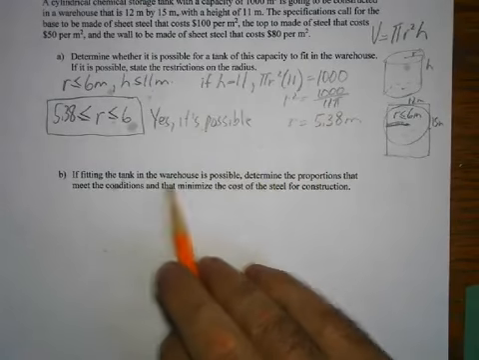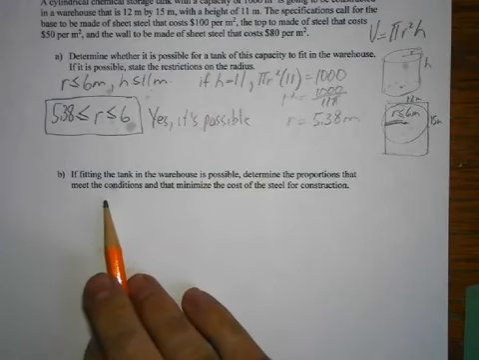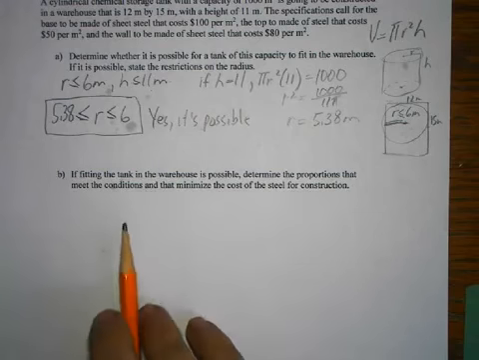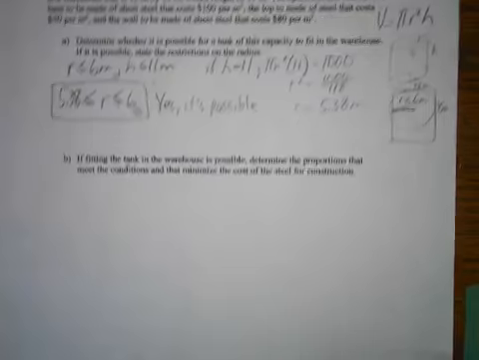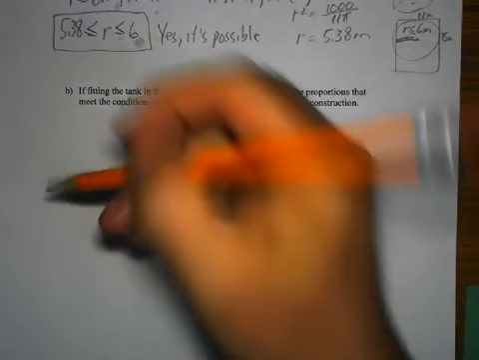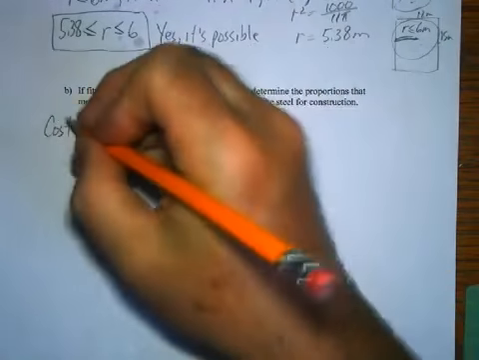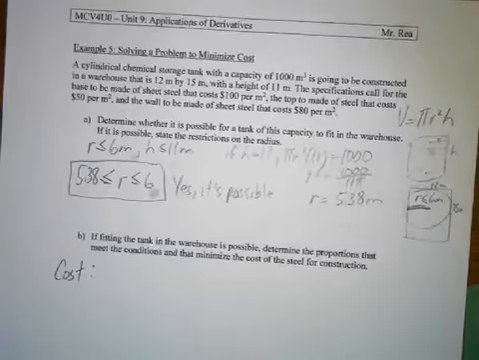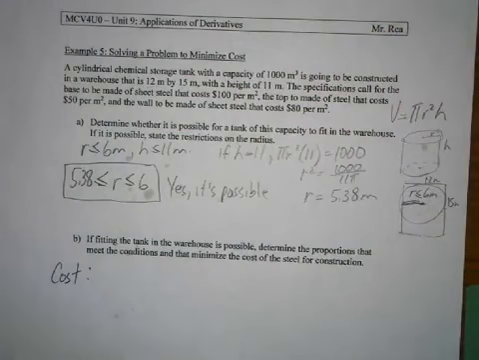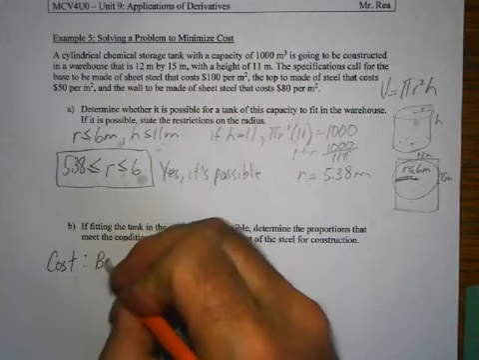If it is possible, determine the proportions, basically the dimensions, that meet the conditions and minimize the cost of the steel for construction. Never had anything close to this in grade 10. This is where the power of grade 12 and calculus comes through. So let's get some expressions for the cost. Remember, there were 3 different steels being used, with different costs for each type. So I'm going to break this down into 3 things: the base, the top, and the wall.